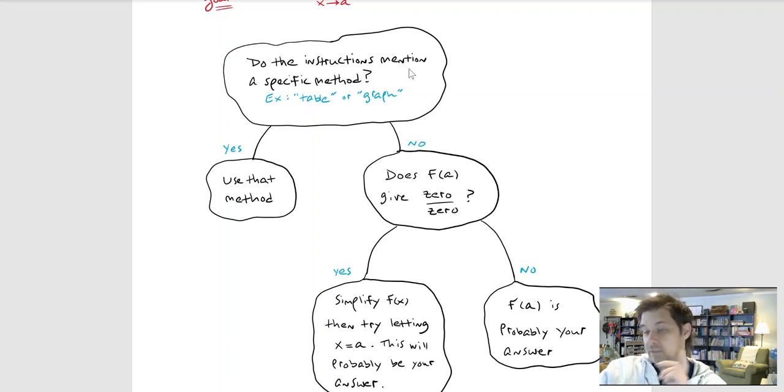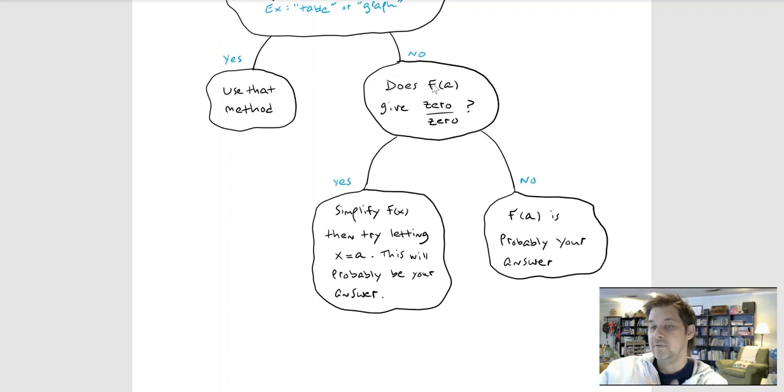Do the instructions in the question mention a specific method, such as a table or a graph? Because you can calculate limits with tables and graphs. That's one possibility. If yes, then use that method. That part's pretty simple. All right, just follow the instructions. What if it doesn't mention anything specific like that? Okay, here's our next question.